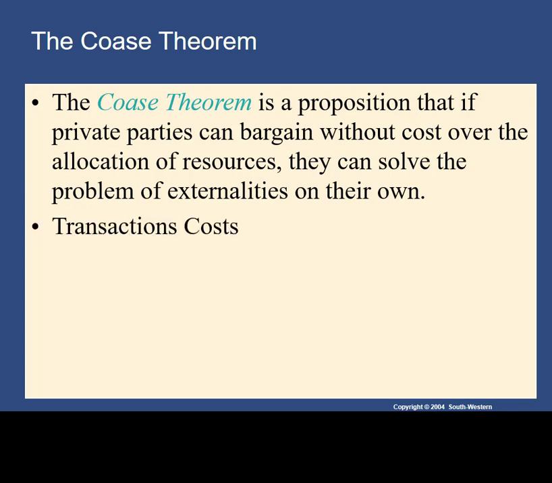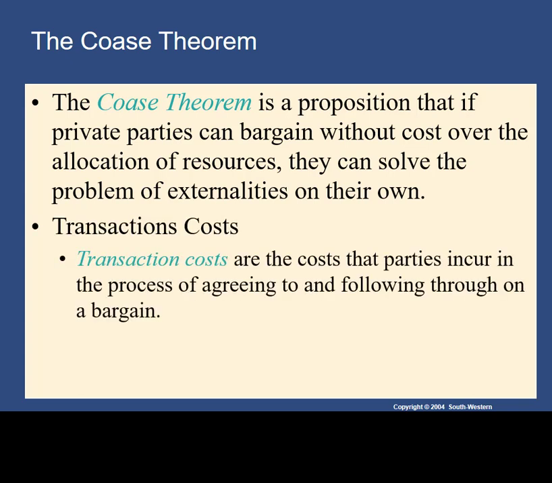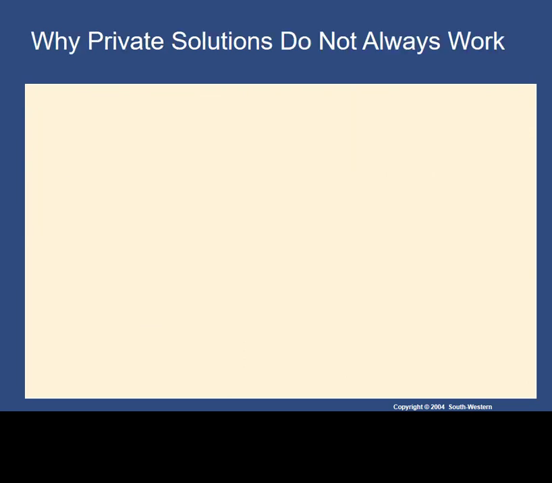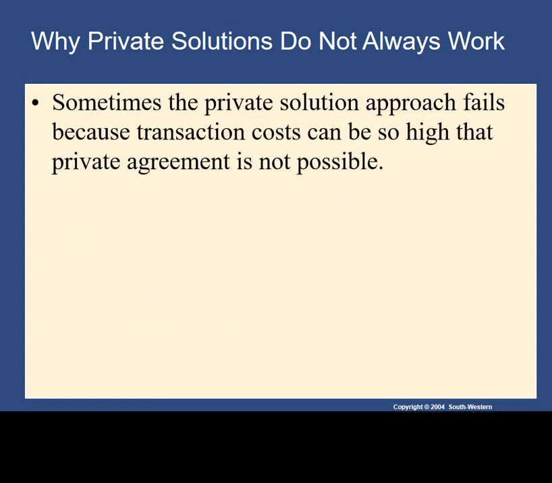Now, it says without costs, but generally there are transactions costs, and those are the costs that parties incur in the process of agreeing to follow through on a bargain. And so, the Coase theorem assumes there are no costs of bargaining, but generally there are costs. So the Coase theorem points a direction for private parties to solve the problem on their own, but also points out a flaw which commonly exists, which are these transaction costs. So sometimes the private solution fails because the transactions cost can be so high that the agreement isn't possible.